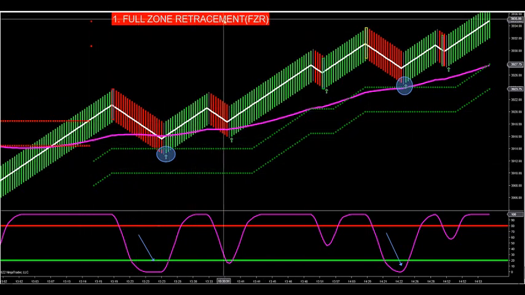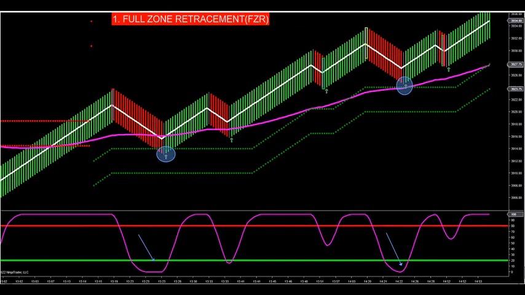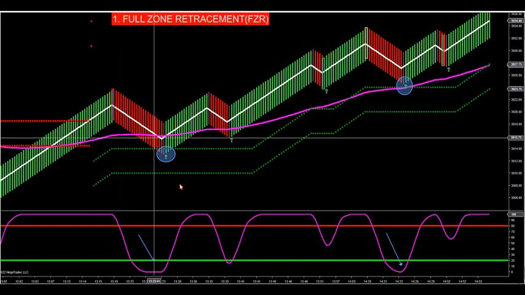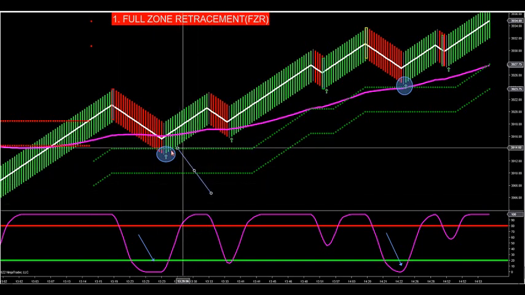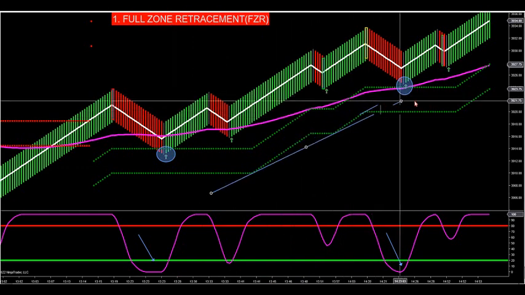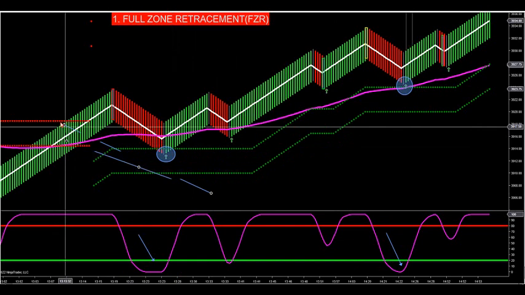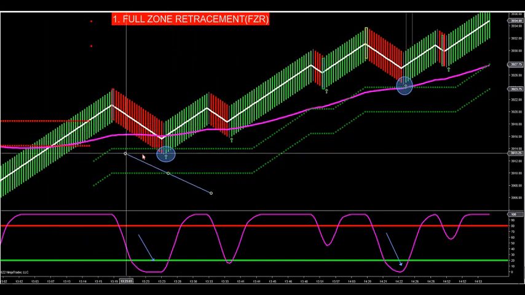We start out with a full zone retracement, just to review for you guys. That is when price gets inside of our zone. A green zone would be a buy zone. So this is a buy zone all the way up. We're looking for pullbacks to that buy zone. Okay. Red would be sell zones. You look for a pullback to that sell zone.